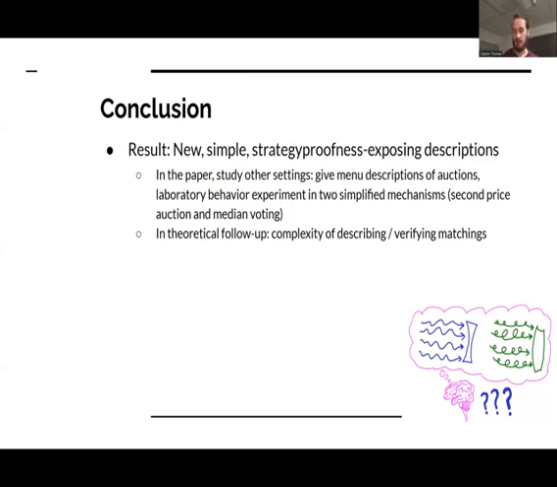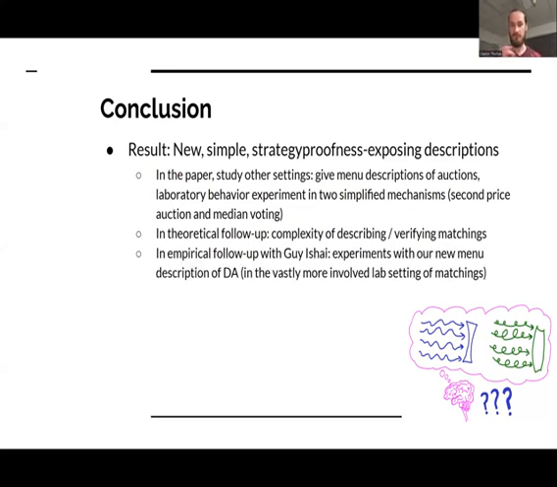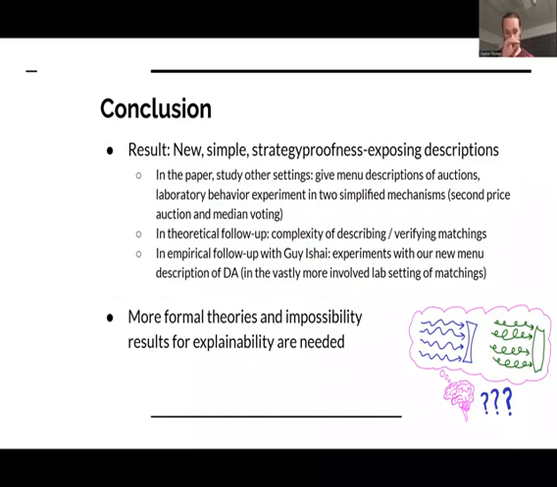We are iterating on this framework in a few ways. We have a theoretical follow-up looking at different notions of complexity or simplicity for matching mechanisms. And we have an in-progress empirical follow-up work bringing these experiments to the menu description of DA. And this requires vastly more involved lab settings than our simple mechanisms, second price and median voting, and thus is going in a follow-up work.